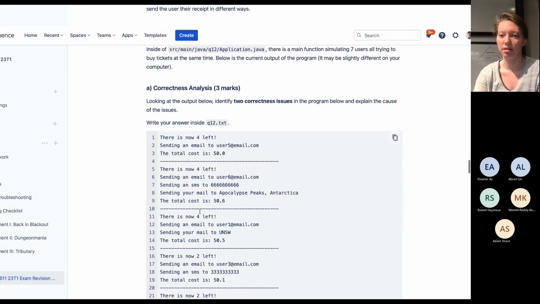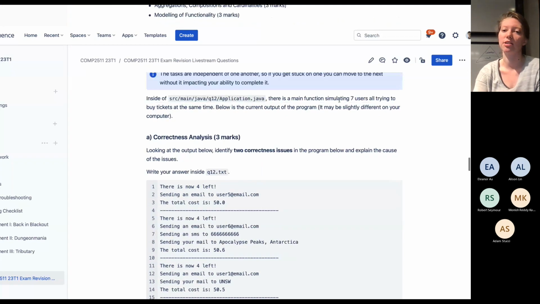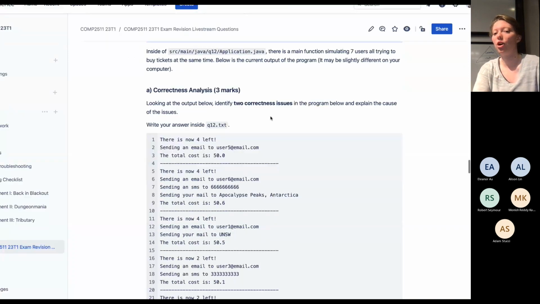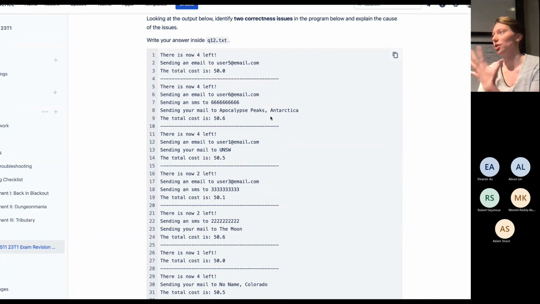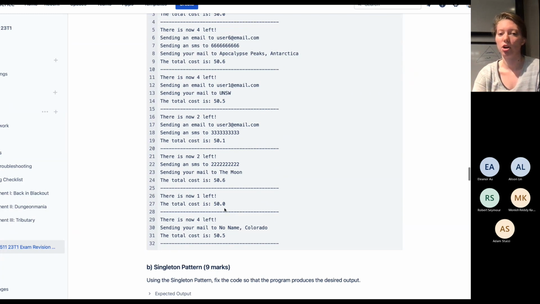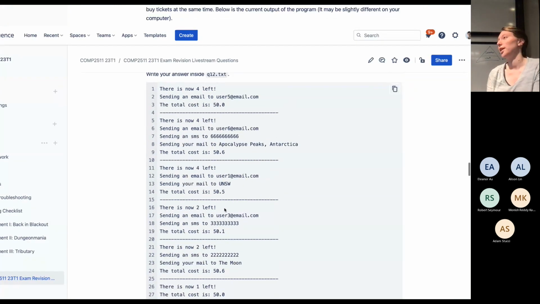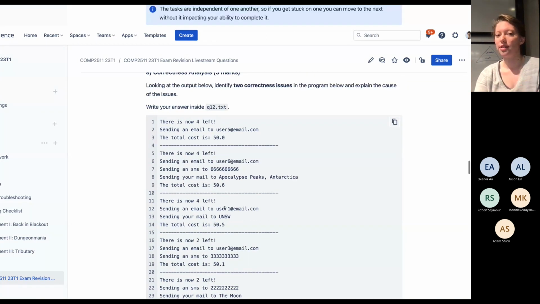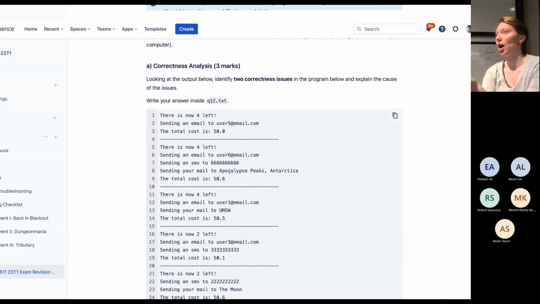Oh, wait, sorry. Well, it's simulating 7 users all trying to get the same tickets. If you have a look at the code, there's only 5 tickets available. And so this is what Nick was talking about before, about the difference between using the Singleton pattern and having concurrency issues. So pretty much the 2 main issues in this bit of code is we have one concurrency issue, which is there's now 4 left, there's now 4 left.